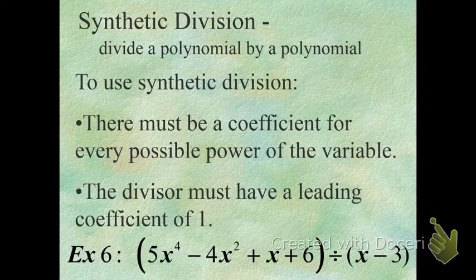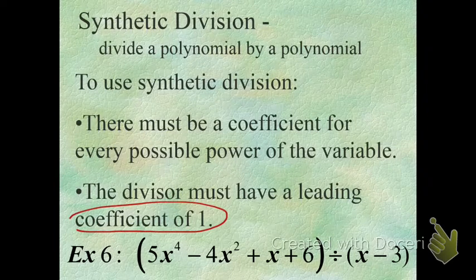Okay, so for your synthetic division, just again, let me point out that we will only look at it when the coefficient of your x term is a 1. All right, so what we have is 5x to the 4th minus 4x squared plus x plus 6. Remember, those two things still apply. Is this in descending order, and do we need to replace any terms?